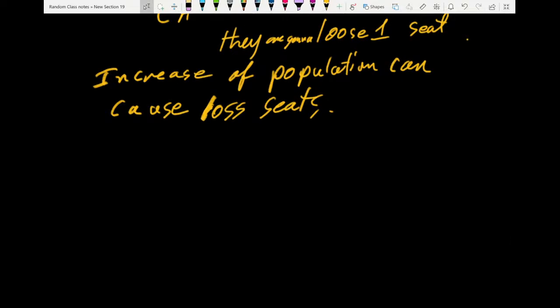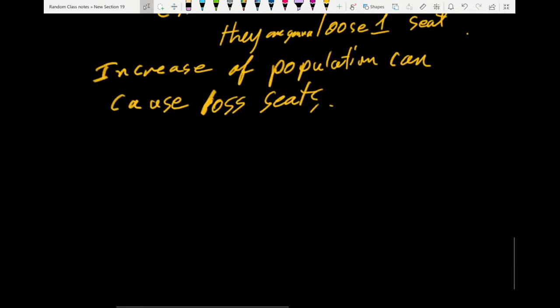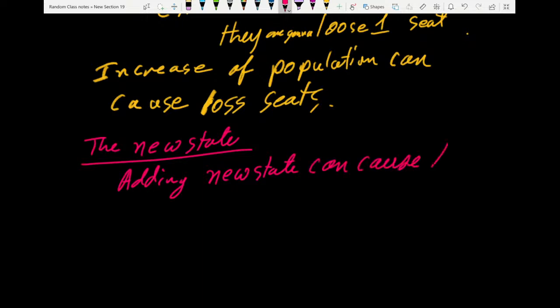And then the other one is similar to the Alabama paradox, which we call the new state paradox. Same as the Alabama paradox, adding a new state can cause some state to lose a seat.